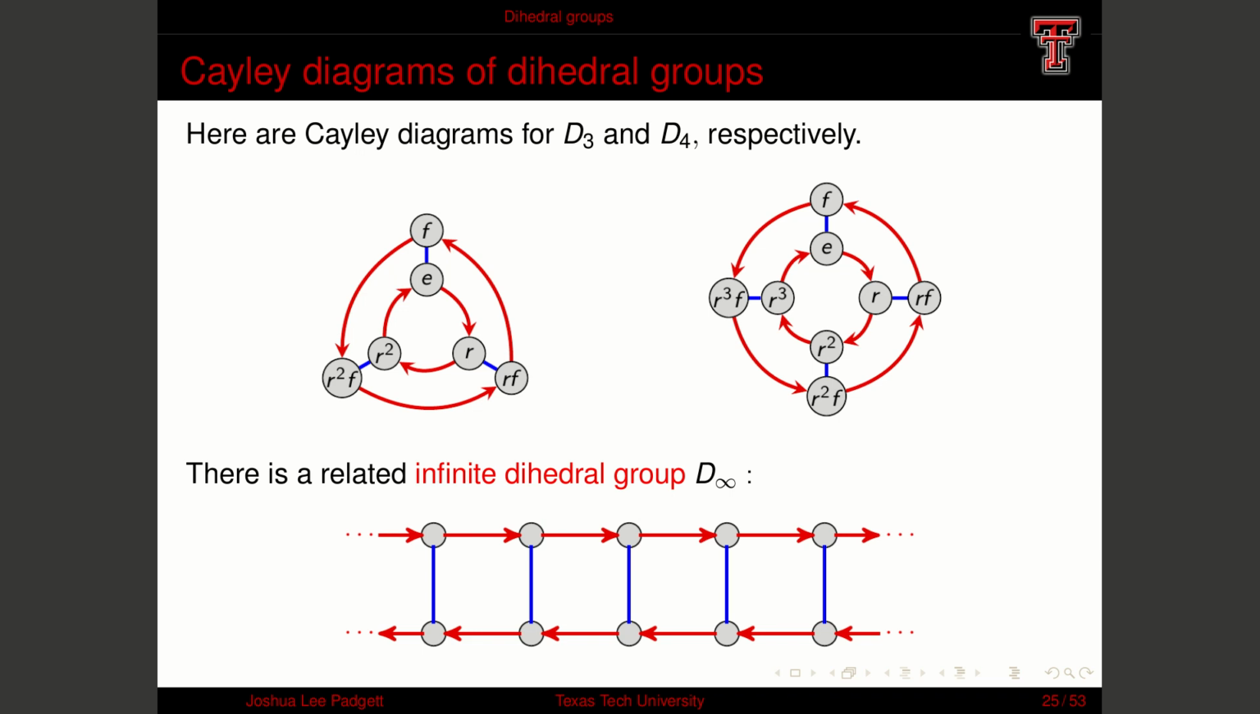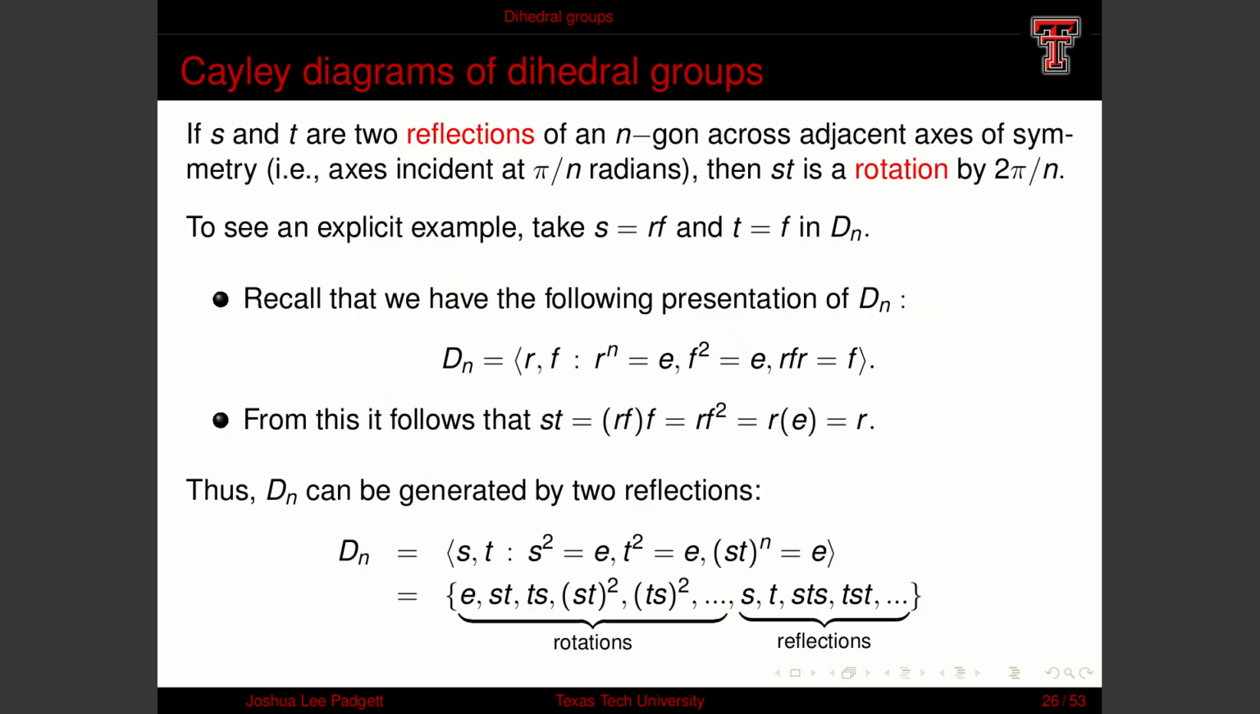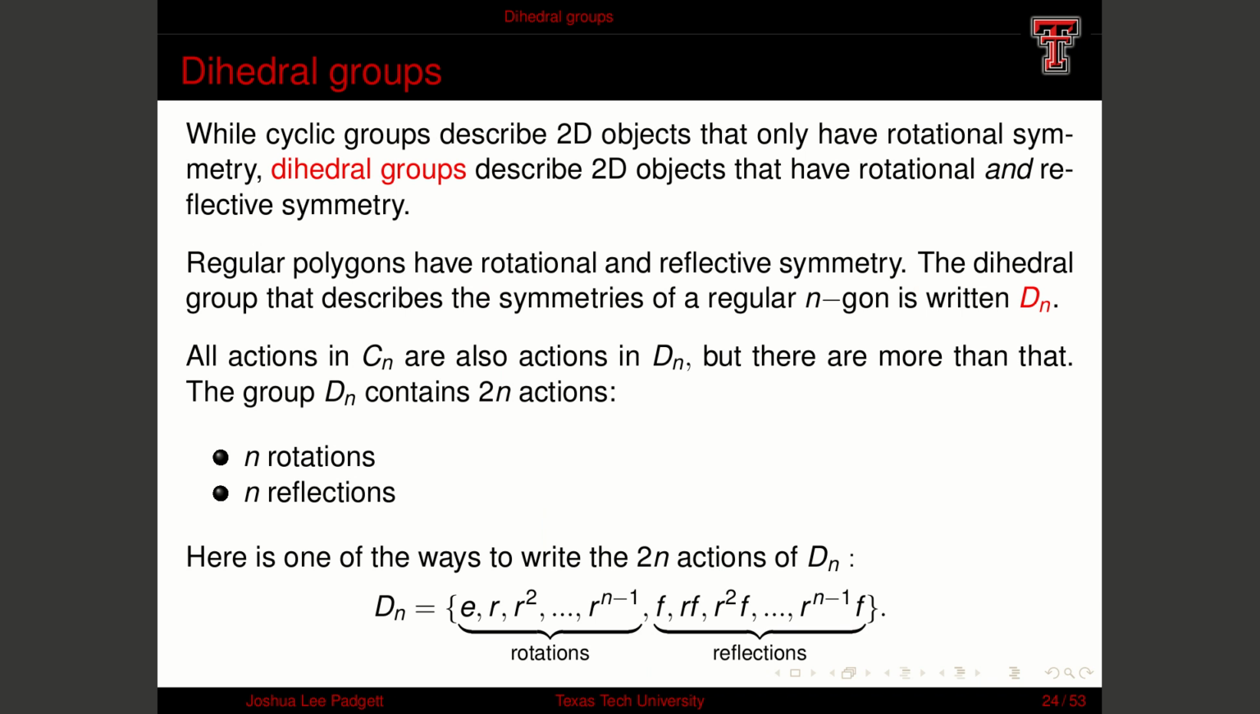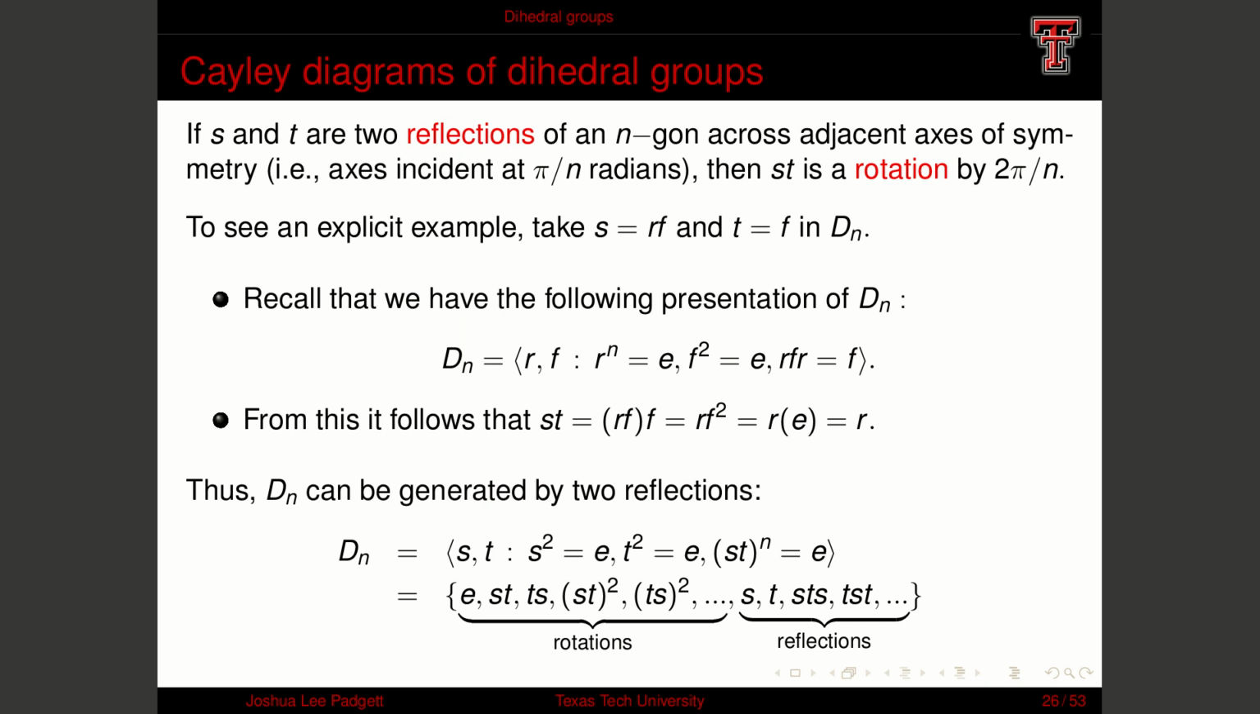All right. So now, if S and T are 2 reflections of an n-gon, so what do I mean? What I mean by 2 reflections is I've chosen 2 reflections over here. All right. So then the idea is we need some kind of notion of adjacent axes of symmetry, meaning that their axes are incident at pi over n radians. So what does that really mean? This means that somehow they line up so that if I do these reflections, it'll coincide with some of the original rotations. All right. And that's exactly what we're saying.